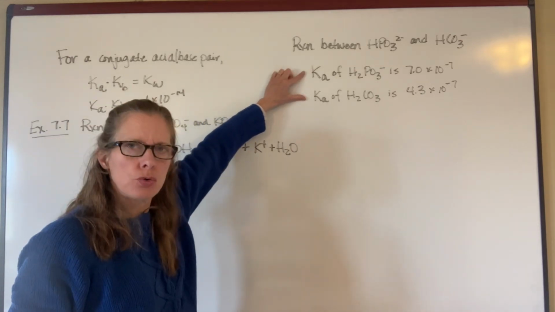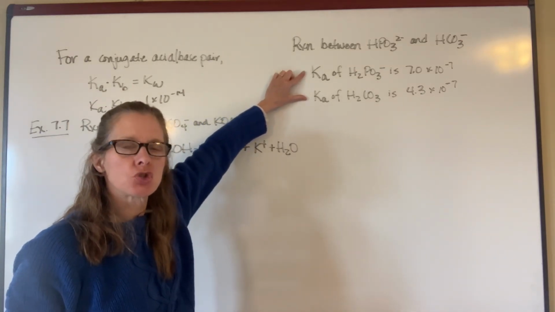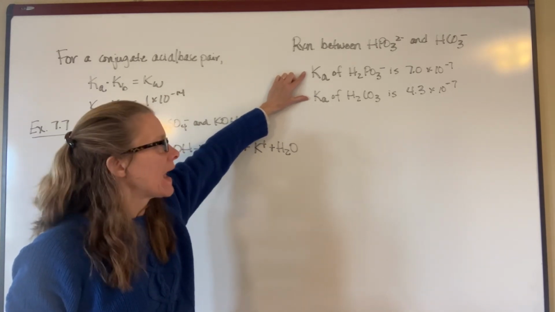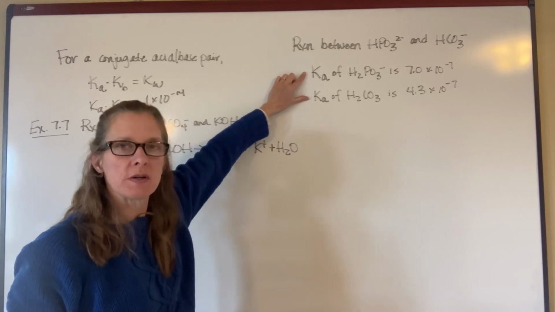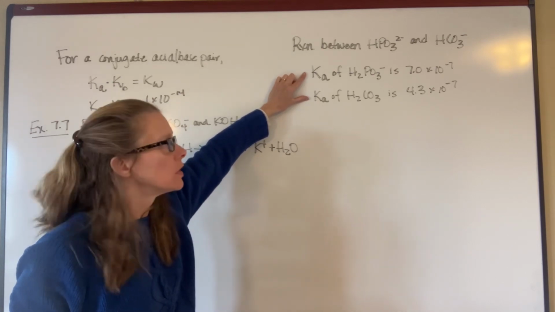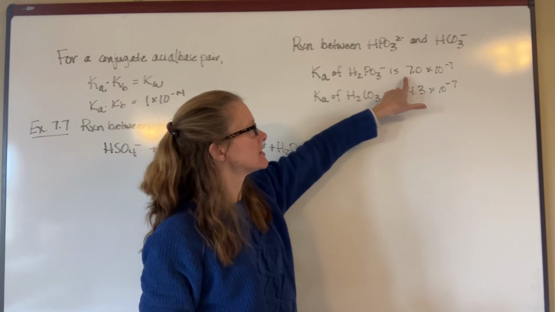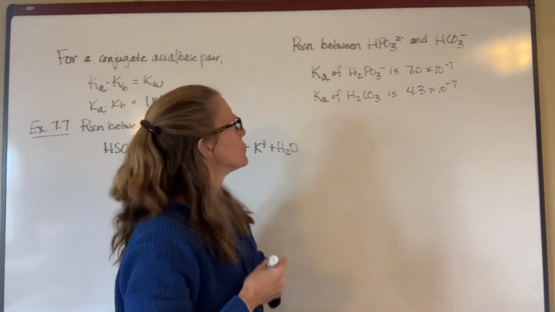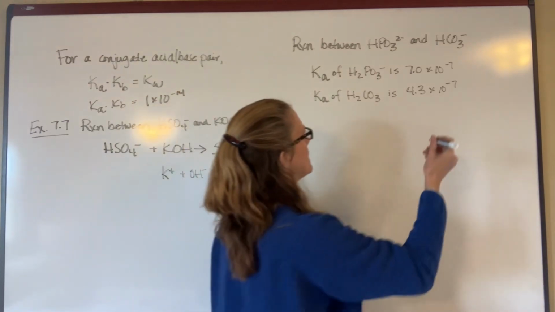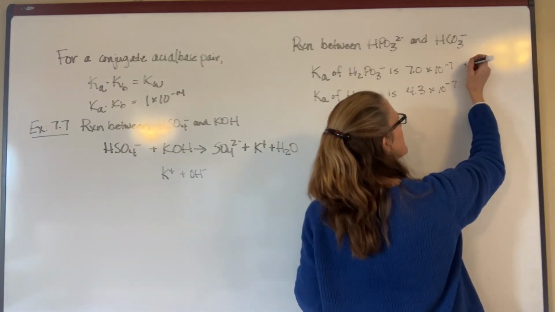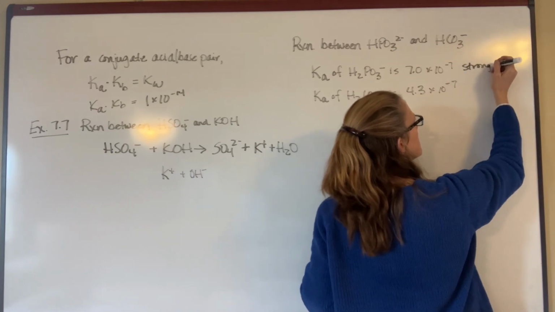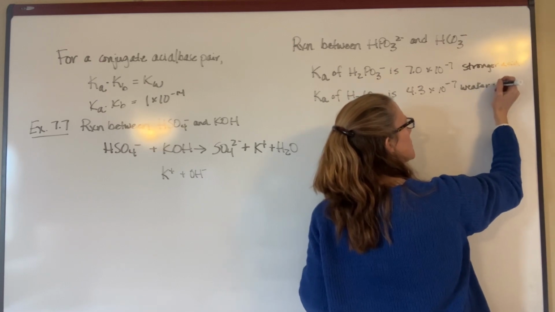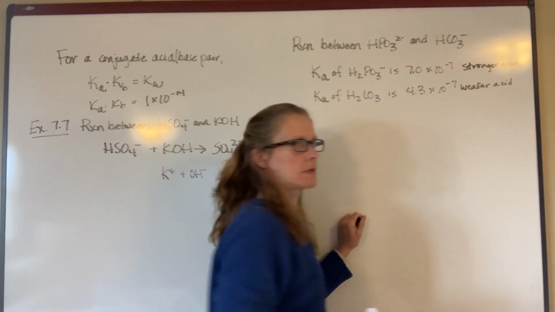Of these two, which one is the stronger acid? Well, the stronger acid is the one that has the larger Ka. Which one of these has the larger Ka? Well, the larger Ka is this one because 7 is bigger than 4.3. They both have the same exponent over here. So the Ka of this tells me that this one is the stronger acid. This is going to be the weaker acid, okay?